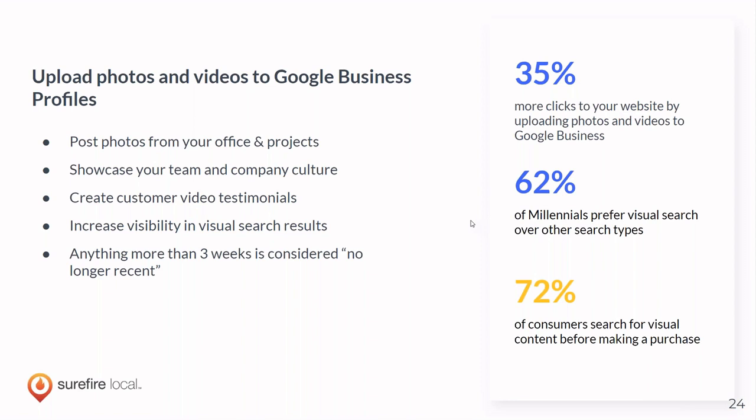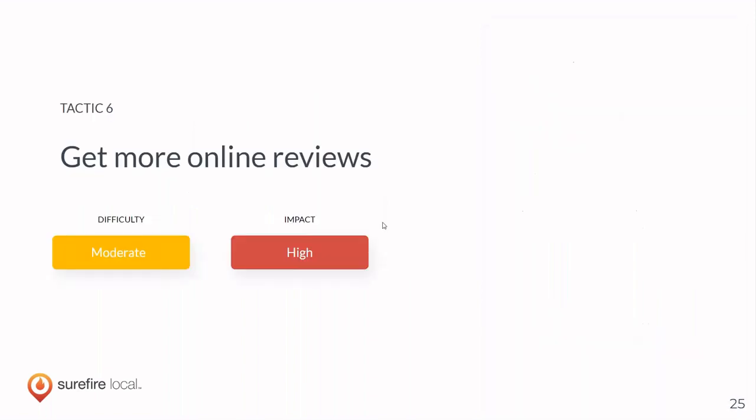You get 35% more clicks to your website by uploading photos and videos to Google Business. Photos and videos are just more impactful no matter where you are in your Google presence, especially to millennials. 62% of millennials, who are now middle-aged, prefer visual search over other search types. 72% of consumers search for visual content before making a purchase. I know it really impacts how I buy things. I need to see them. I need to understand how it works.